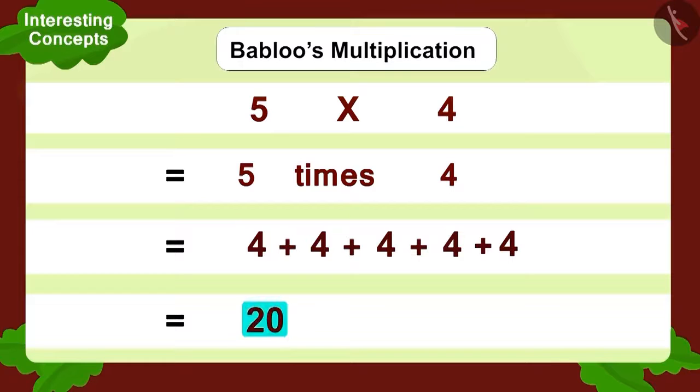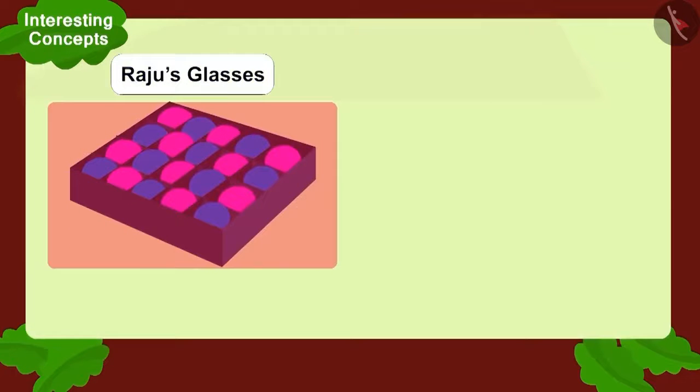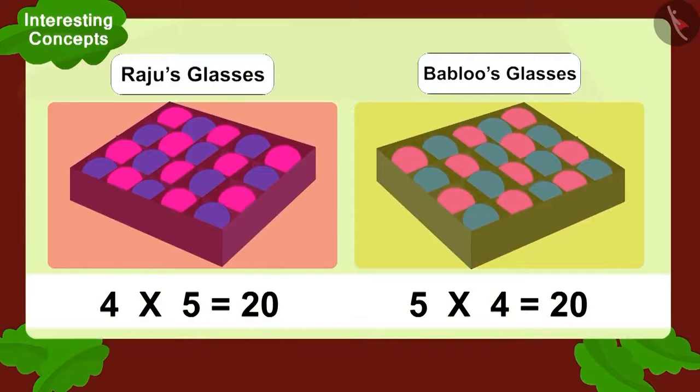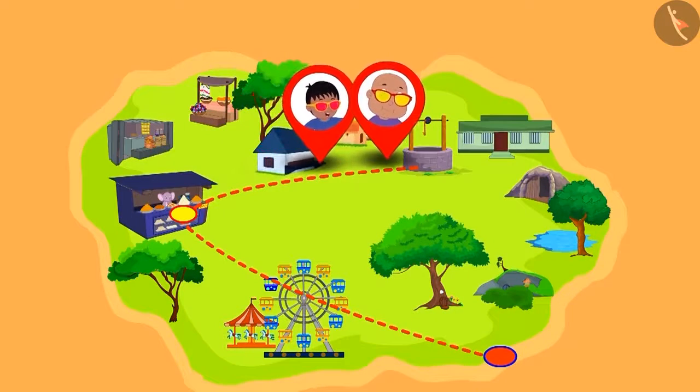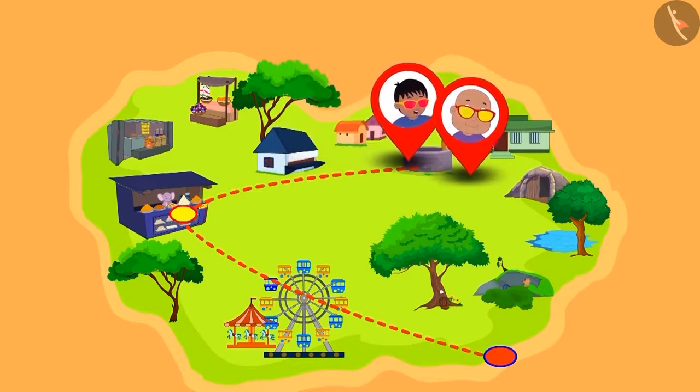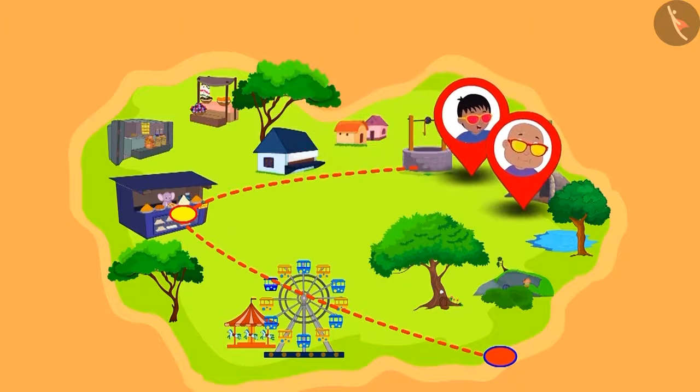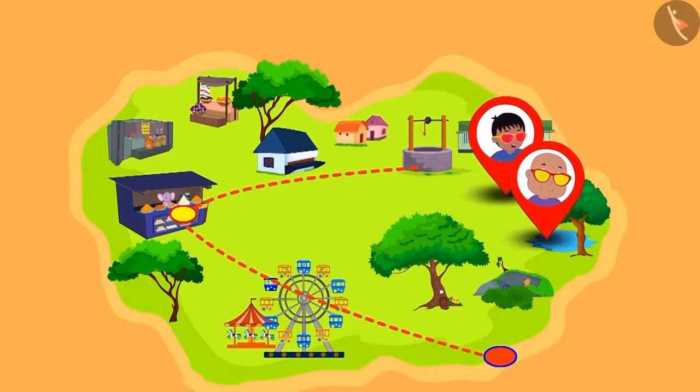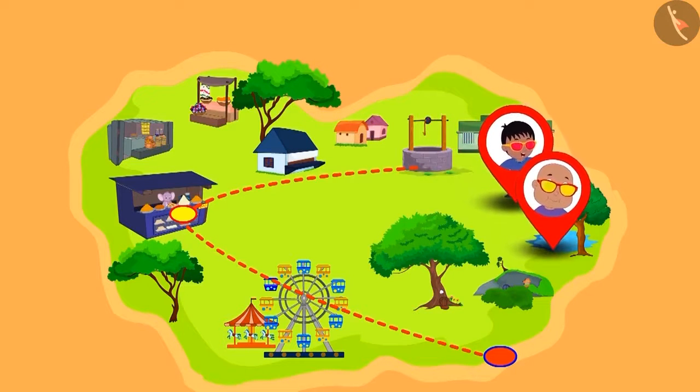This is also 20. The multiplication seen through both Raju and Bablu's glasses were exactly the same. Children, isn't it interesting? We can write any multiplication in 2 ways like this, and its answer will always be the same. Bablu and Raju were very excited seeing the multiplication magic of their glasses. They didn't realize that they had reached the park.